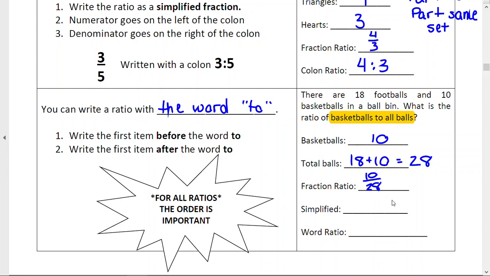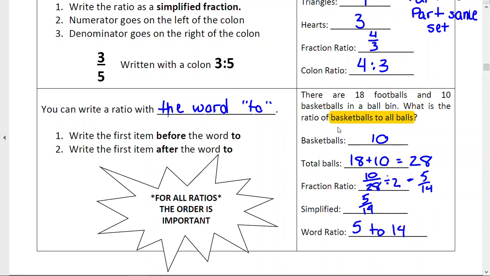So 10 to 28, I can simplify that. They're both even. So I can divide it by 2. And I get 5. And if I divide 28 by 2, I get 14. So it's 5 to 14. And then if I write it with words, it is 5 to 14.